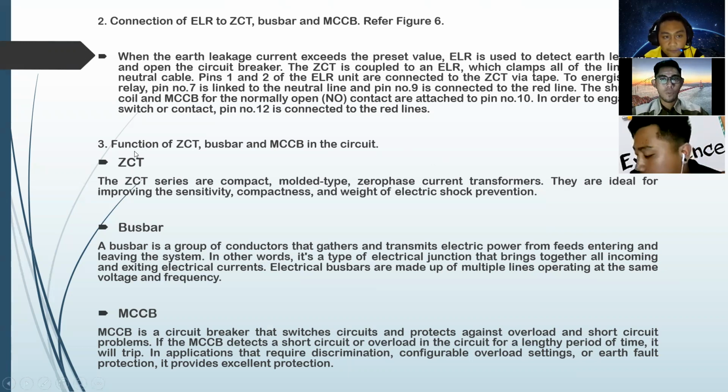So for question number 3, what is the function of ZCT, busbar, and MCCB in the circuit? For the first one, ZT series are compact model type zero phase current transformers. They improve the sensitivity, compactness, and weight of electric shock prevention. Next, a busbar is a group of conductors that gathers and transmits electric power from fixed entering and leaving the system. In other words, it's a type of electrical junction that brings together all incoming and outgoing electrical currents. Next, an MCCB is a circuit breaker that switches circuits and protects against overload and short circuit problems. Okay.